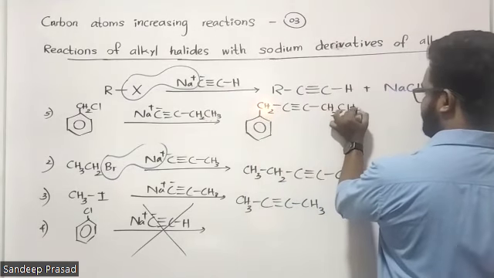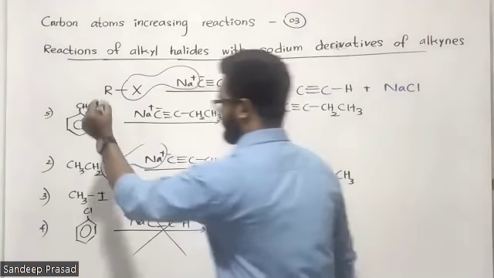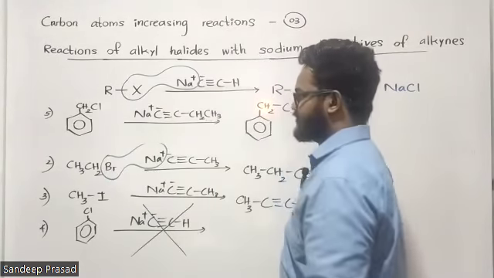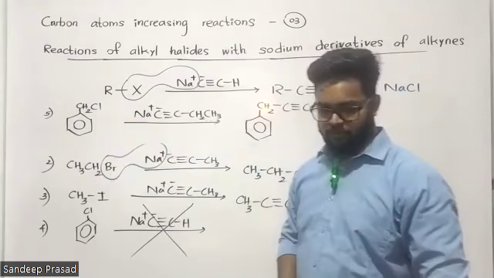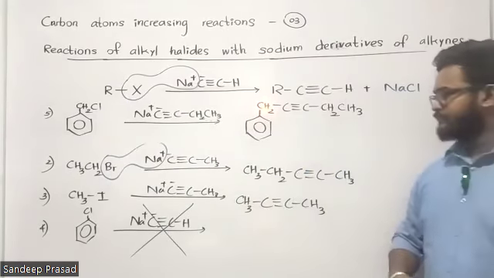CH2CH3. Number 5, right? So here chlorine is not connected to the benzene ring directly. So you can easily remove that chlorine atom from the compound. So then you can obtain this kind of product.